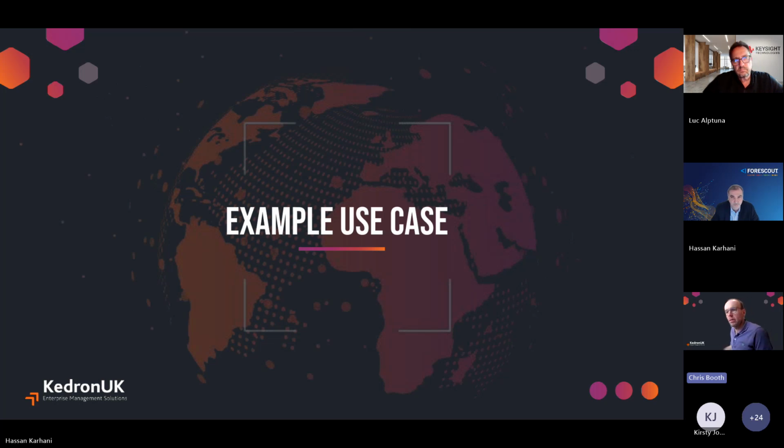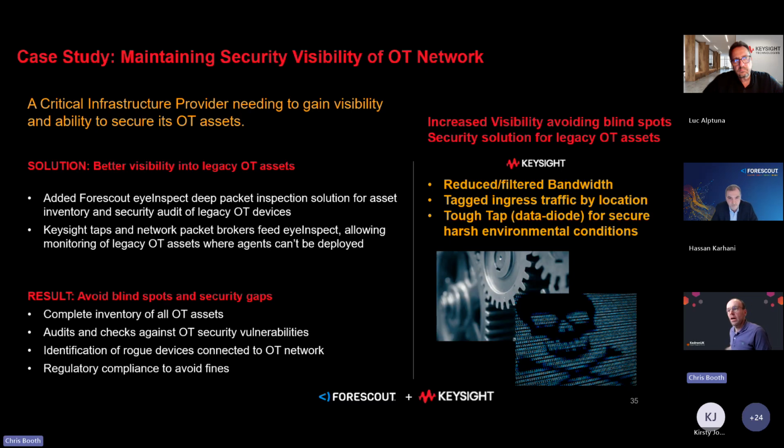So yeah, just a brief look at an example use case of a combined Keysight and Forescout deployment. This was a critical infrastructure provider, and they were specifically looking to get visibility and secure their OT assets. So a combined solution here obviously leverages all those benefits that we just heard about.